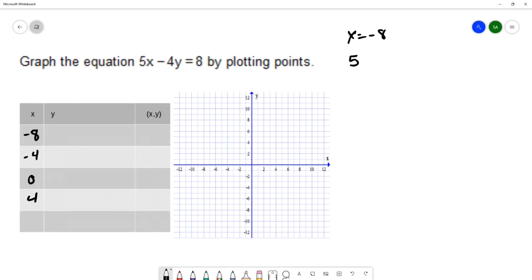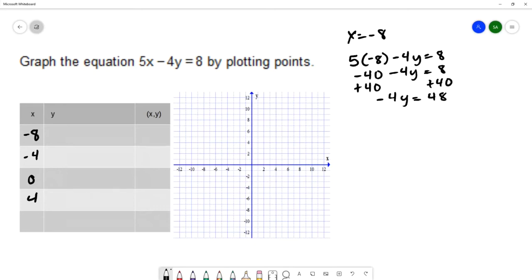That gives 5 times negative 8 minus 4y equals 8. 5 times negative 8 is negative 40, minus 4y equals 8. I'll add 40 to both sides to get negative 4y equals 48, and I'll divide both sides by negative 4. That gives y equals negative 12. And so we have our y-coordinate being negative 12, and the ordered pair is (negative 8, negative 12).